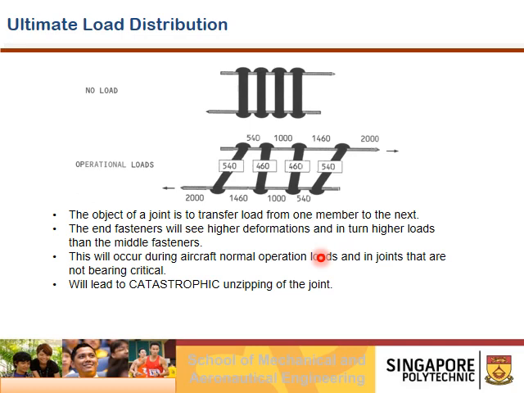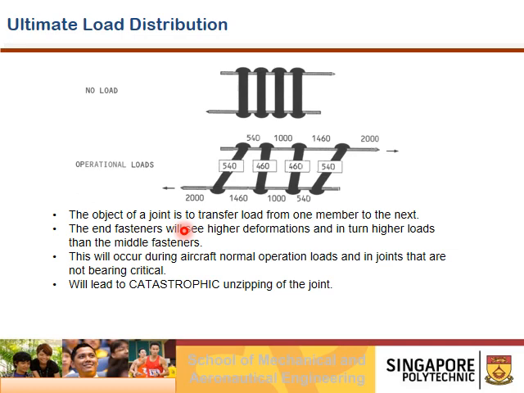Ultimate load distribution. This particular installation or design will be fastener critical. That means when ultimate loading is applied to this joint, the fastener will fail. As compared to the previous installation where it's bearing critical and all the fasteners take up equal loading, in this case the end fasteners will see higher deformations and in turn higher loading than the middle fasteners, right?